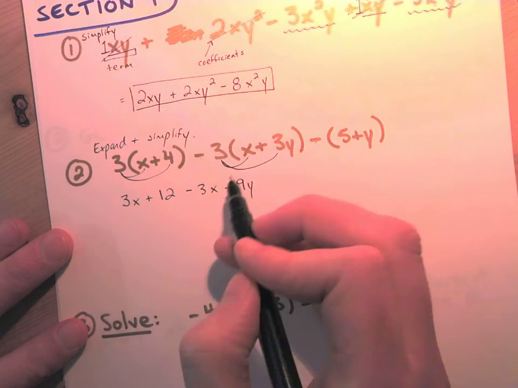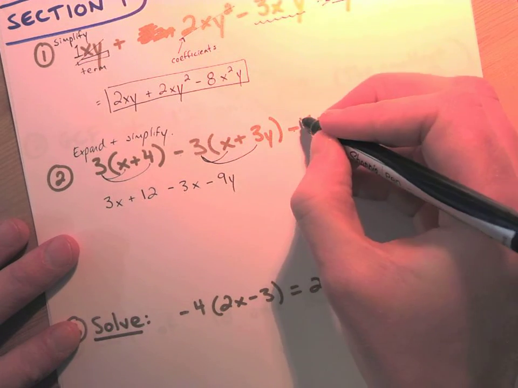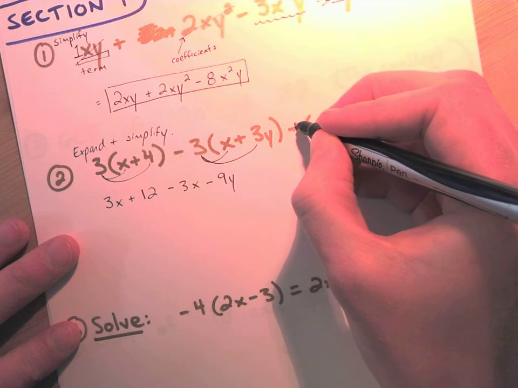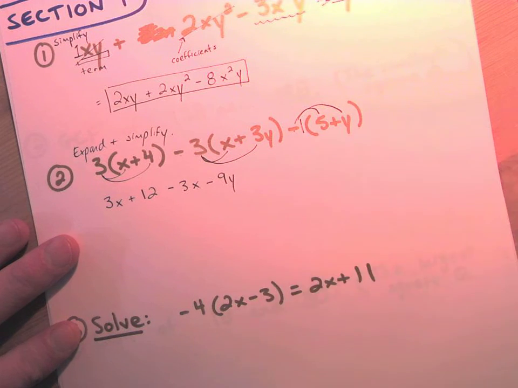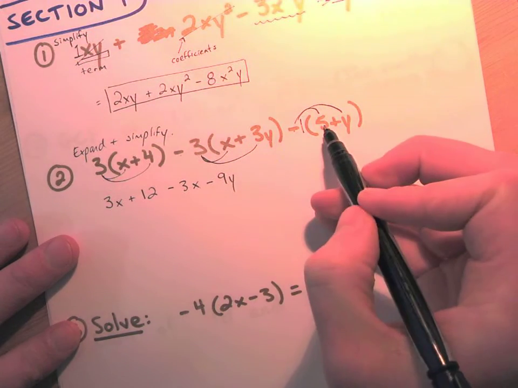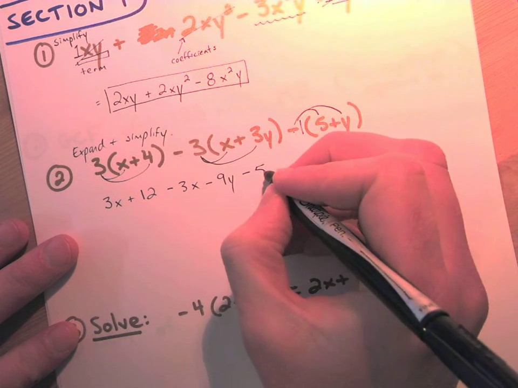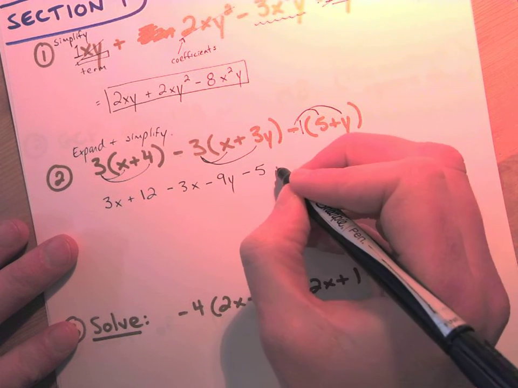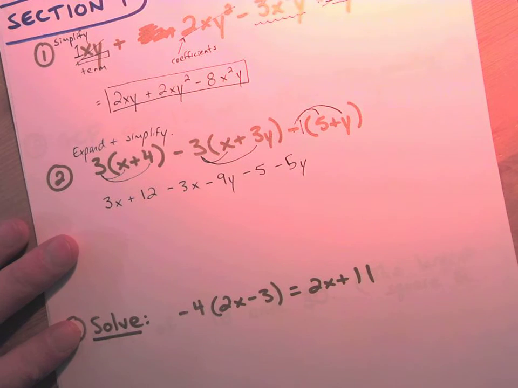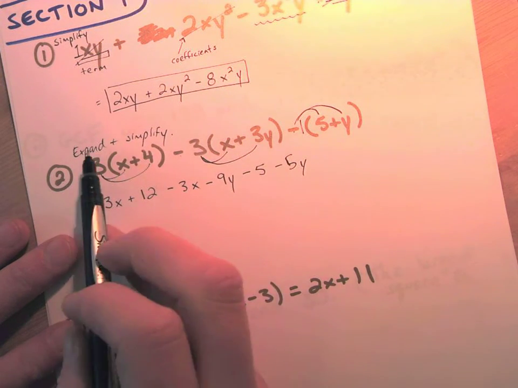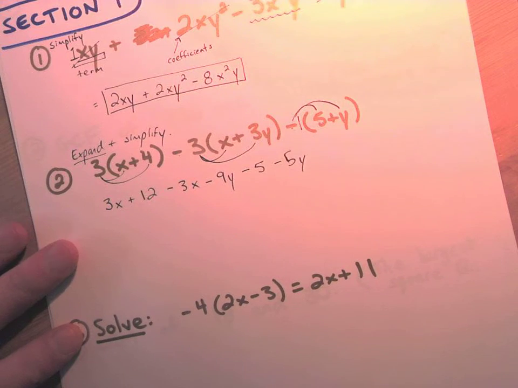Now that all turned to this. Okay, and then last of all is this one, which doesn't have a coefficient in the front, but you still have to distribute the negative sign, because if you remember, if there's nothing there, it's really a 1. Negative 1 times 5 and negative 1 times y. So it's going to be negative 5 and negative 5y. Okay, so I've expanded all of this. I got rid of all the brackets essentially.